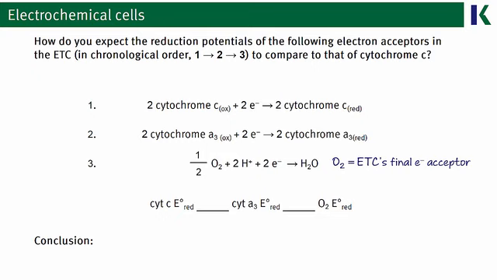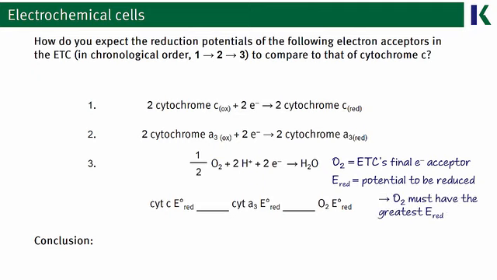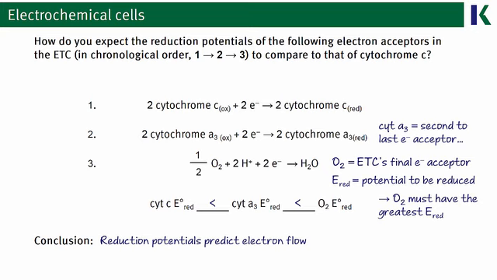Being that oxygen is the final electron acceptor, how should its reduction potential compare to every other compound in the electron transport chain? We said that the reduction potential can be thought of as a compound's ability to be reduced. So oxygen's reduction potential should be the greatest because otherwise it would not be able to steal the other compound's electrons. Let's apply the same logic for cytochrome A3. If cytochrome A3 is the second to last electron acceptor, then its reduction potential should be greater than cytochrome C's but lower than oxygen's. So we see the trend here. In the electron transport chain, it's really the compound's reduction potentials that ultimately dictate the electron flow.